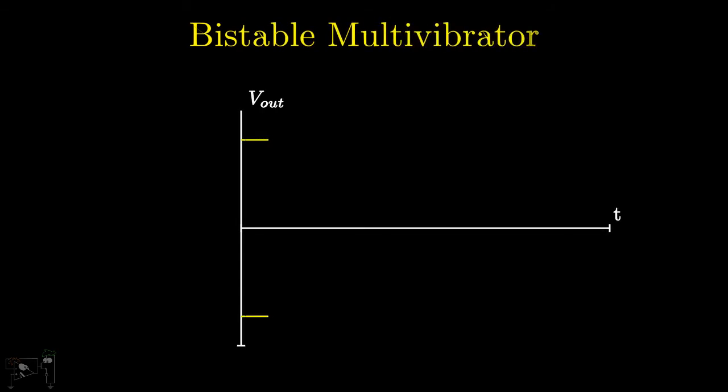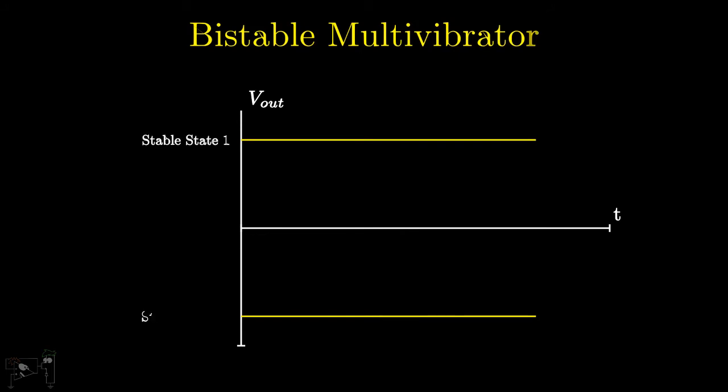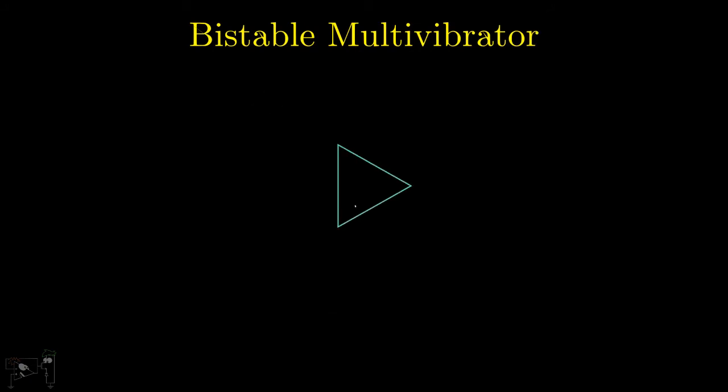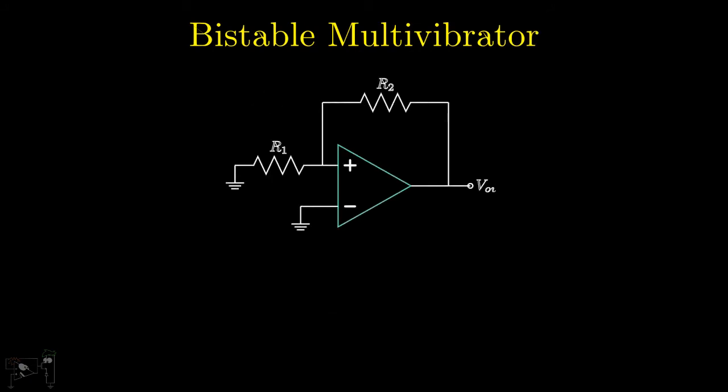A bistable multivibrator is a circuit with two stable states. The output can remain at any of these two states indefinitely until it is forced to change by some external sources. A bistable multivibrator built using an op-amp looks like this. Note that the amplifier is in positive feedback.